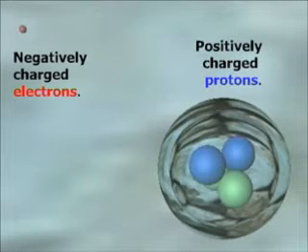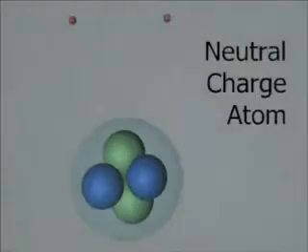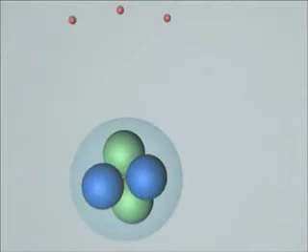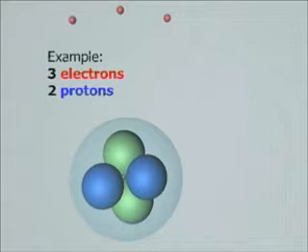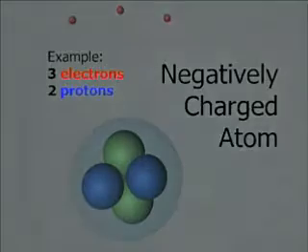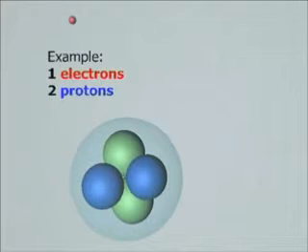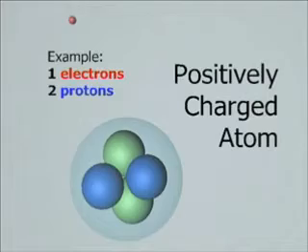Most matter is neutrally charged, meaning the number of protons and electrons are the same. When an atom has more electrons than protons, it becomes negatively charged. When an atom has fewer electrons than protons, it becomes positively charged.